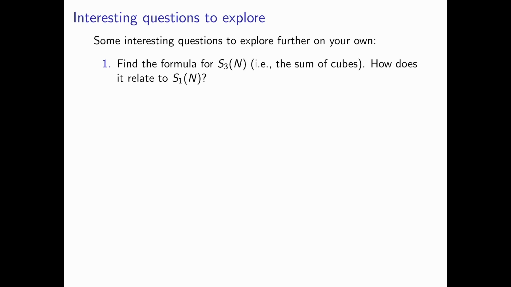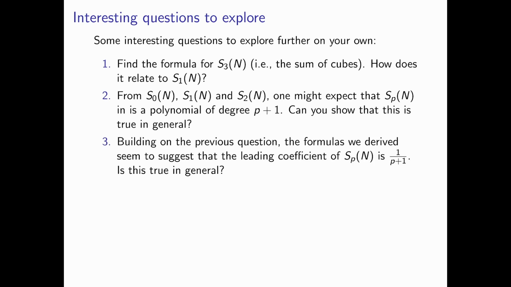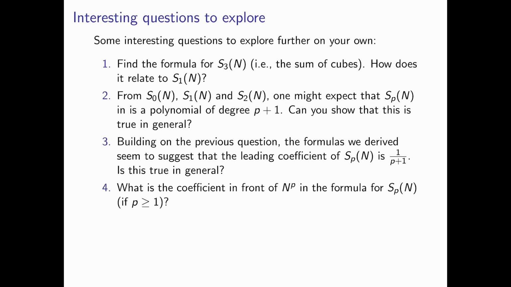And secondly, I'd like you to see whether you can find a way to show that these patterns that we saw in the previous slide actually do occur for all values of p, that they actually do continue. For instance, that s sub p of n is actually a polynomial of degree p plus 1. How can we show that? And thirdly, how can we prove that the leading coefficient of s sub p of n is actually 1 divided by p plus 1?